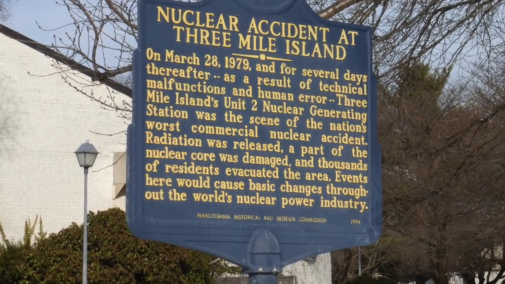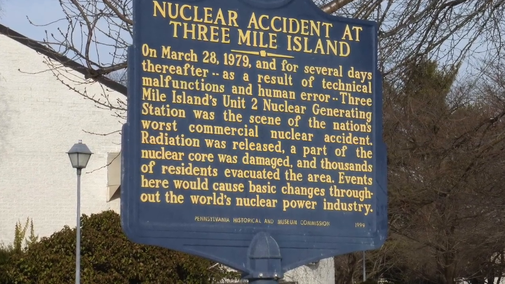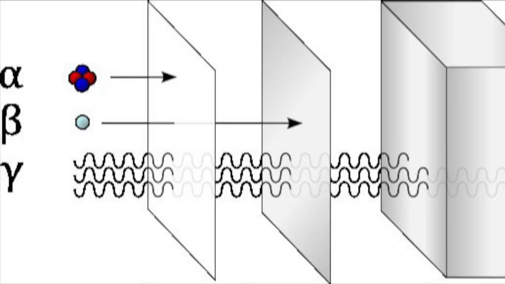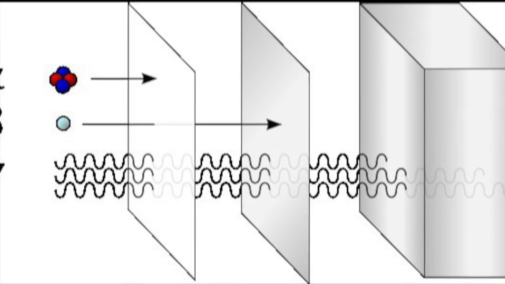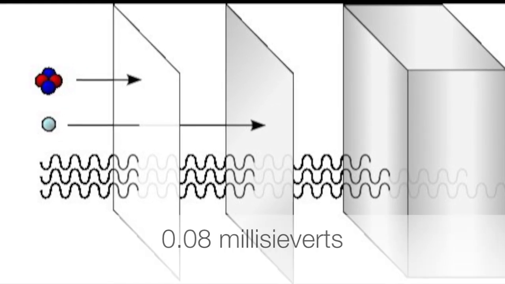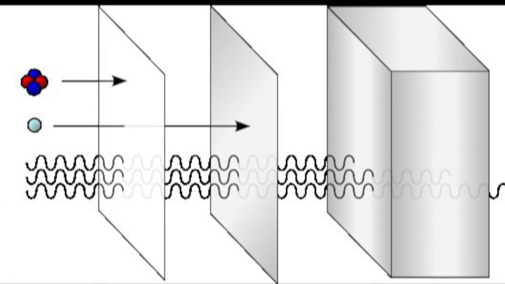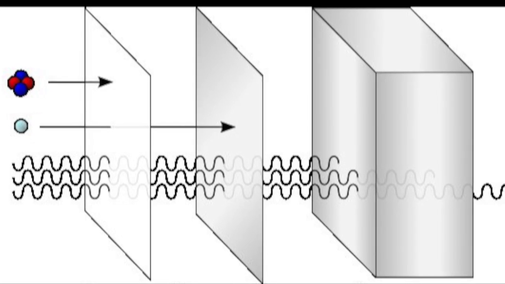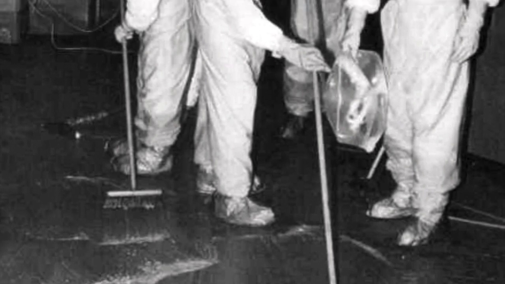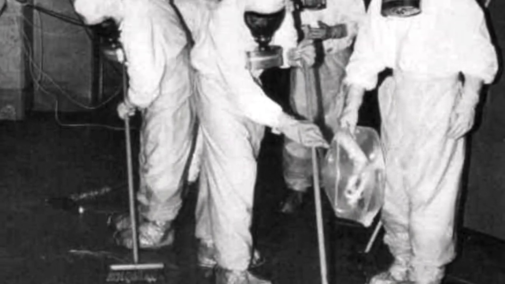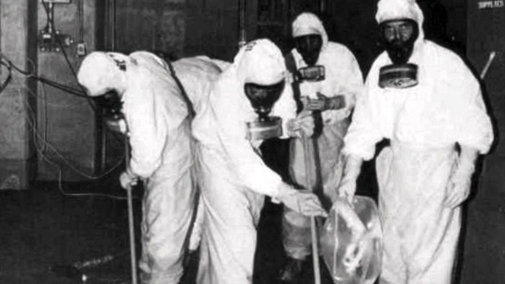The accident resulted in no major injuries or casualties immediately following. The average radiation dose received by people living within 10 miles of the 3 Mile Island reactor was 0.08 millisieverts. The maximum off-site dose was 1 millisievert. Many were concerned about the long-term impact of higher than normal exposure to radiation following the accident.